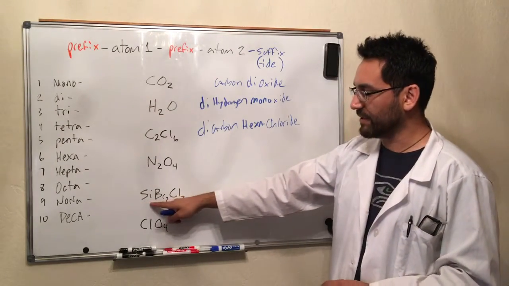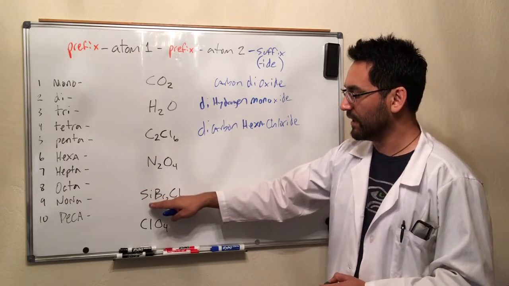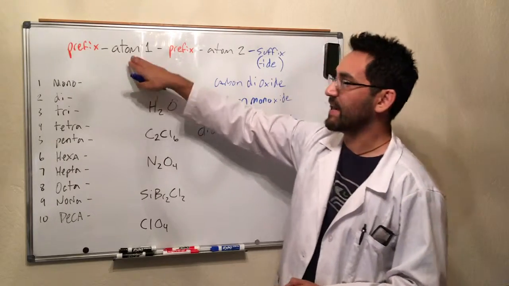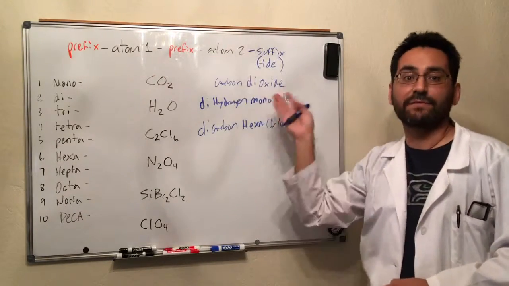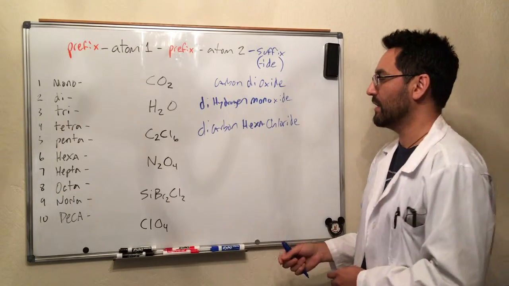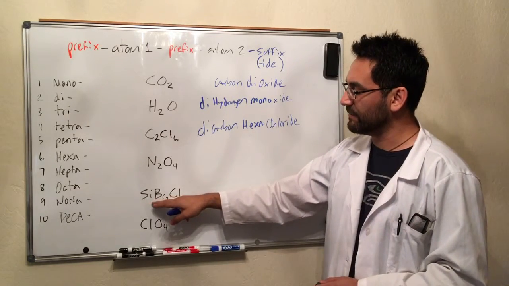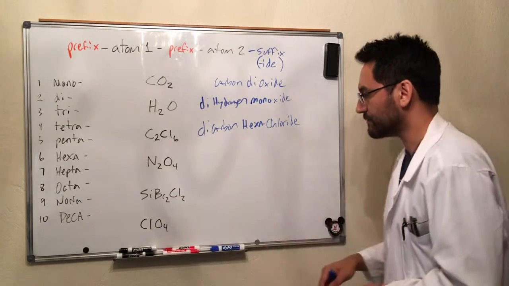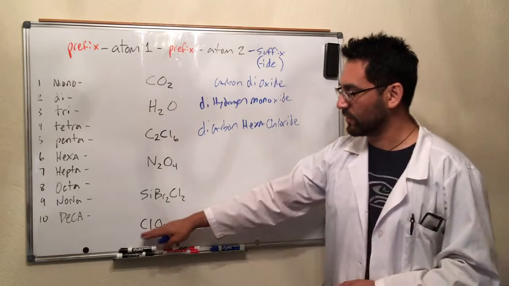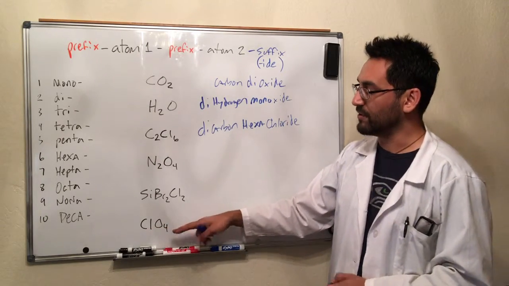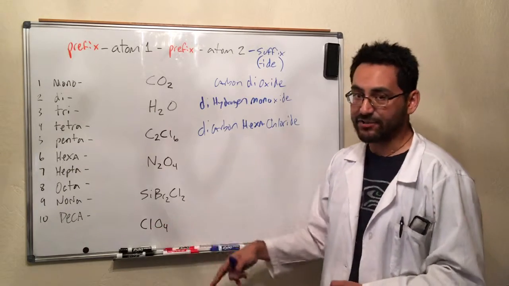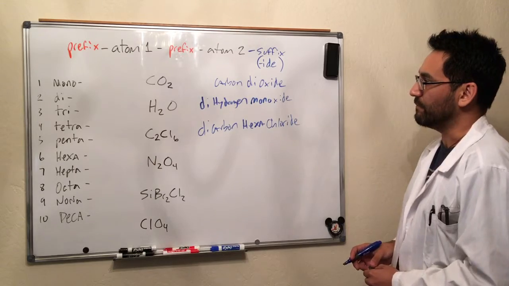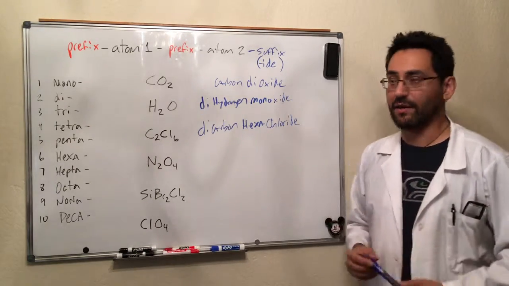This would be silicon, or we could say monosilicon. And here we have 2 atoms that follow. So you can imagine this being prefix atom 1, prefix atom 2, prefix atom 3, depending on how many you have. So here we'd say silicon dibromide dichloride. For this last one, a chlorine and 4 oxygens, we could say monochlorine tetraoxide, but we would shorten that to chlorine tetraoxide. So that's how we name molecular compounds.